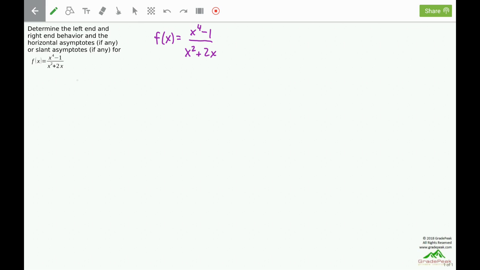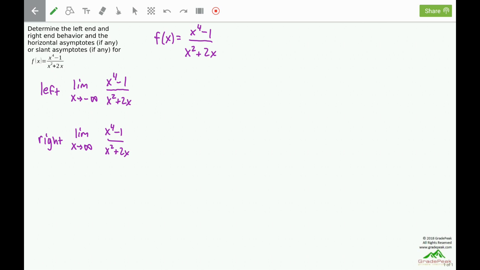These are determined by, for the left end, working out the limit as x approaches negative infinity of x to the fourth minus 1 divided by x squared plus 2x. And for the right end, limit as x approaches positive infinity of x to the fourth minus 1 divided by x squared plus 2x.